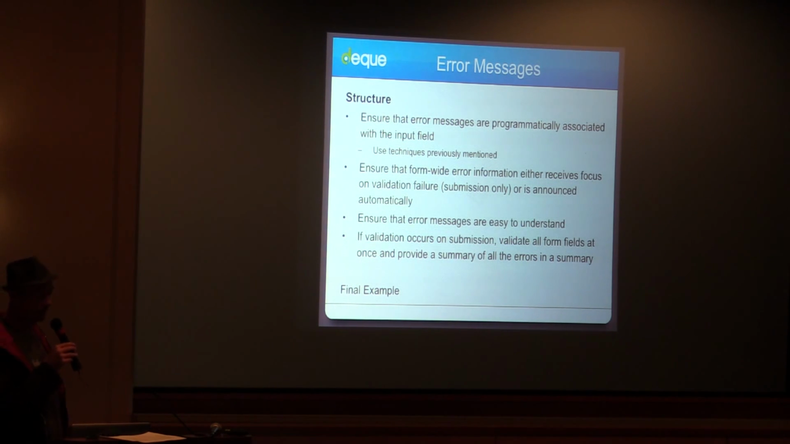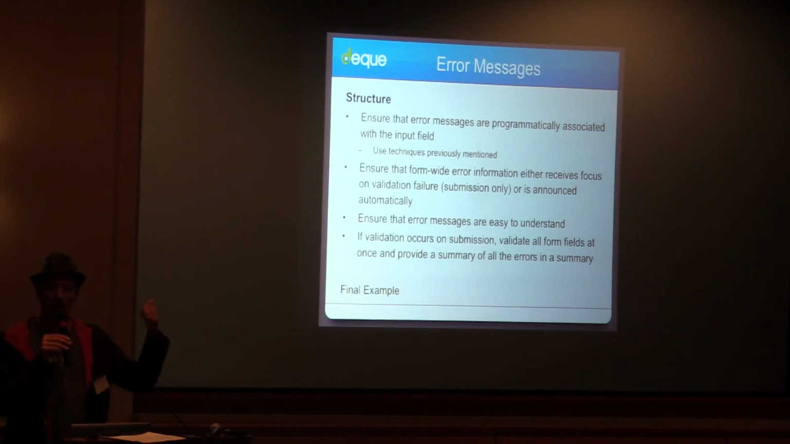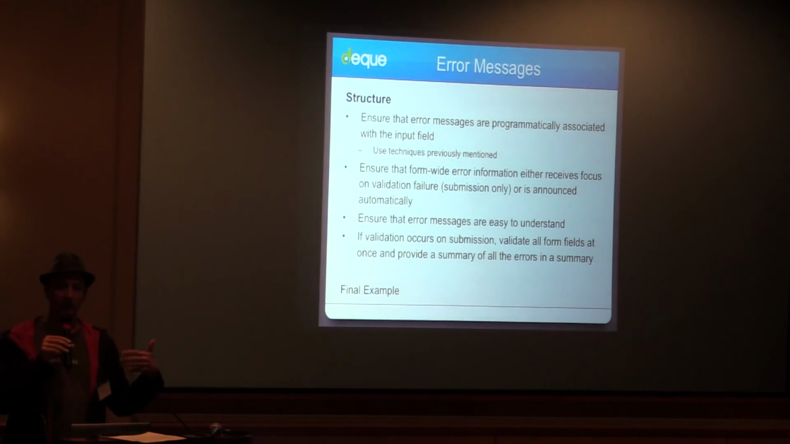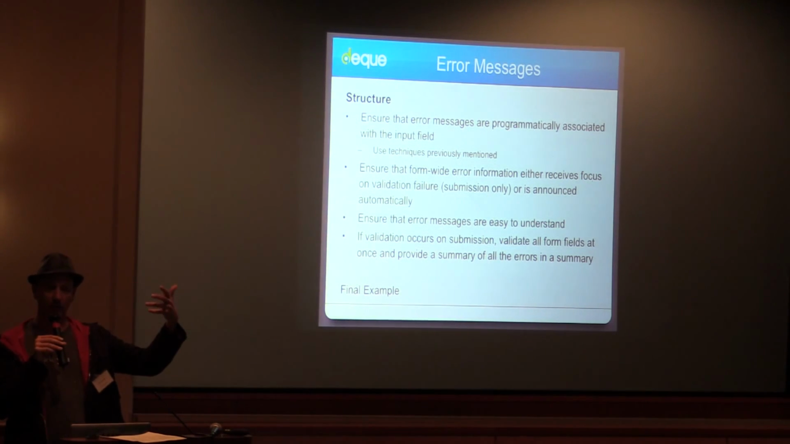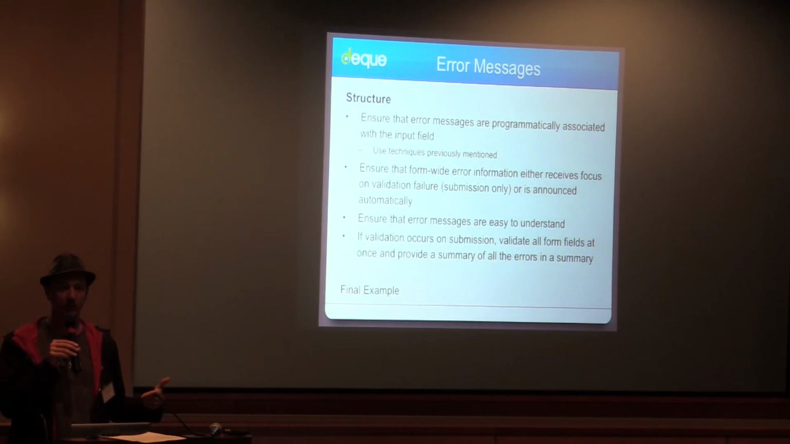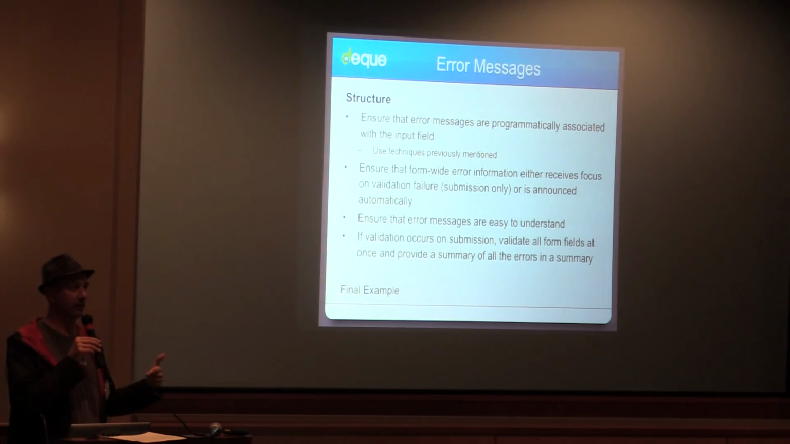Then ensure, from a structural point of view, that the error message is associated programmatically. We've seen the techniques that you can use, aria-describedby, aria-labelledby. Ensure that form-wide error information either receives focus or is announced automatically. The example I showed you is kind of a belt and suspenders example, because it's setting focus automatically to the first field error, and there's an easy way for a keyboard user to get from error field to error field.